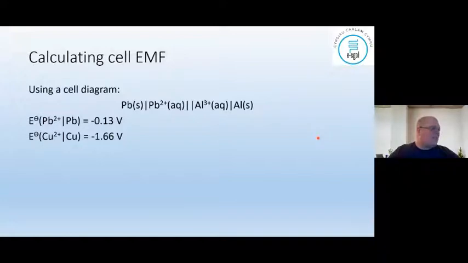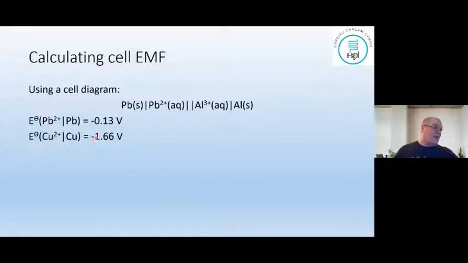Now, using a cell diagram, very similar to using an actual diagram or an experiment, we simply take the oxidized side. Remember, the oxidized side is on the left, and then the reduced side is on the right. Oh, I apologize. There is a mistake there.